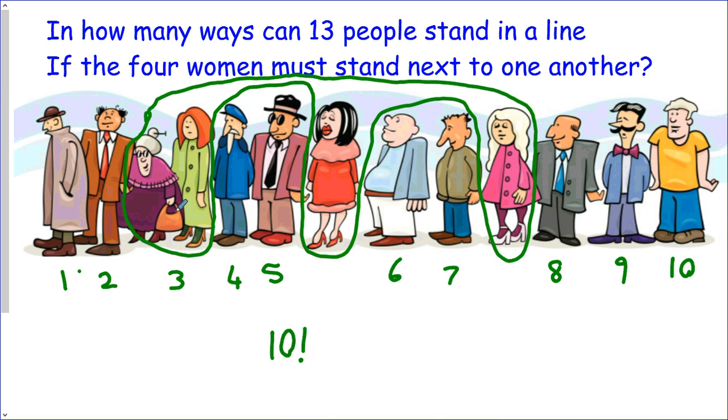However, those 4 women themselves, for any arrangement, so for example, let's say I've got some men and then my group of women all together with a kind of band around them. So I've got 1, 2, 3, 4 men, my women, and then another 5 men. But for any arrangement, these women inside the band could themselves arrange in 4 factorial different ways. So in fact, the answer would be 10 factorial times 4 factorial. That's the number of ways that they could stand if the women were going to stand next to one another.